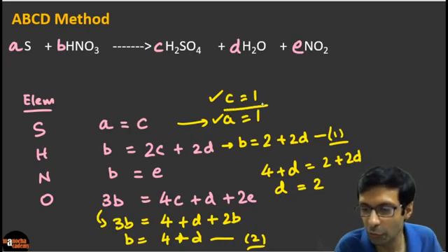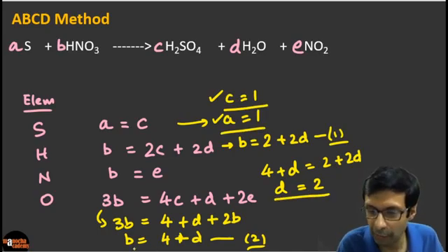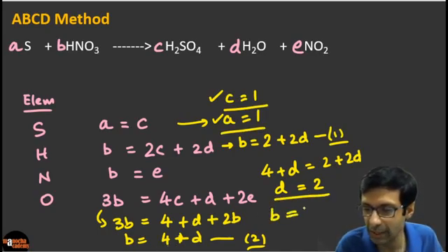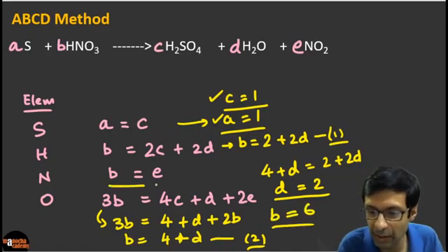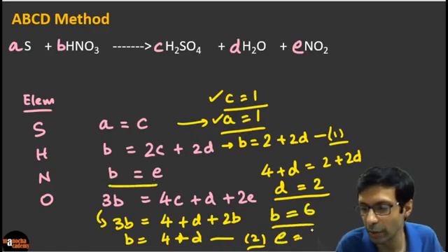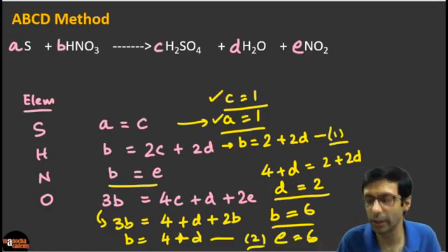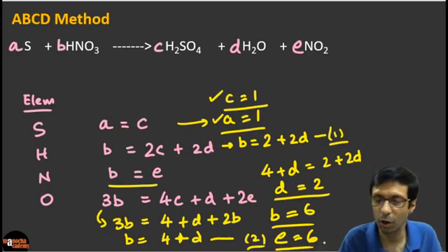So can you see we have solved for C, A and D. Now we can easily find B from this equation. B is going to be 4 plus D, so B is going to turn out to be 6. And since B is equal to E, E also turned out to be 6. So it's really easy to solve this, nothing special here. You're just doing some basic maths and solving these equations. So can you see we've solved all our coefficients.